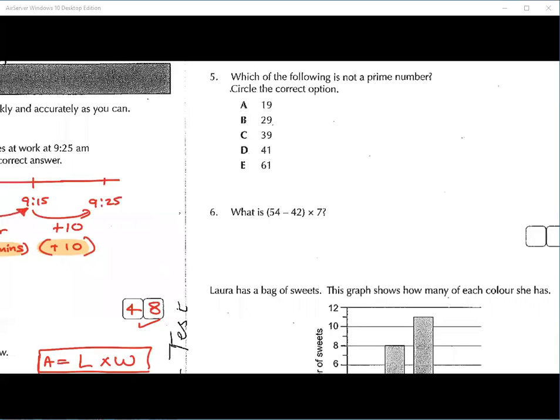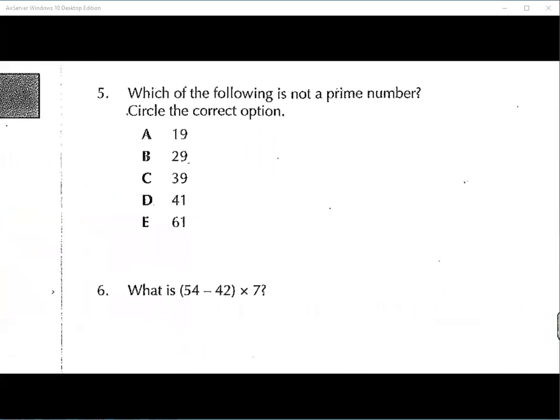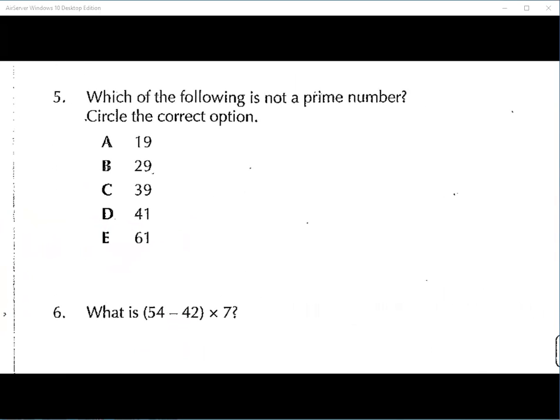Right, question number 5. Let's carry on with number 5, one more for me, please. Go on.